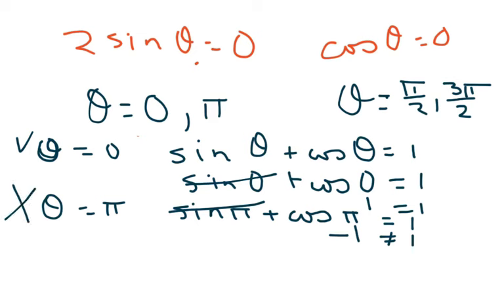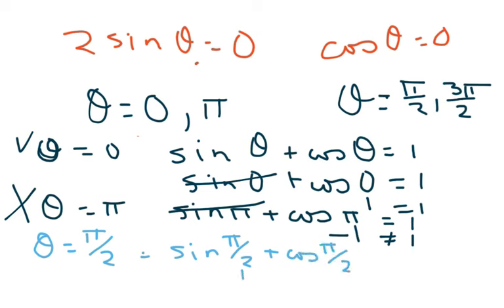Okay, the next one is pi over 2. Let theta equal pi over 2. So we have sine of pi over 2 plus cosine of pi over 2, which equals 1 plus 0, which equals 1. So this one works. And the 3 pi over 2 is not going to work because you'll get negative 1, like you did with the negative 1 here. So we only have two solutions, and they are 0 and pi over 2.